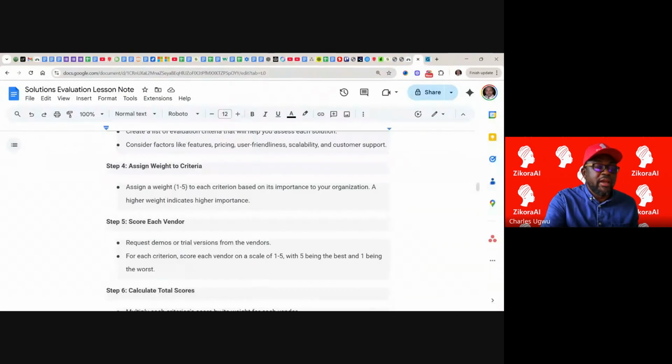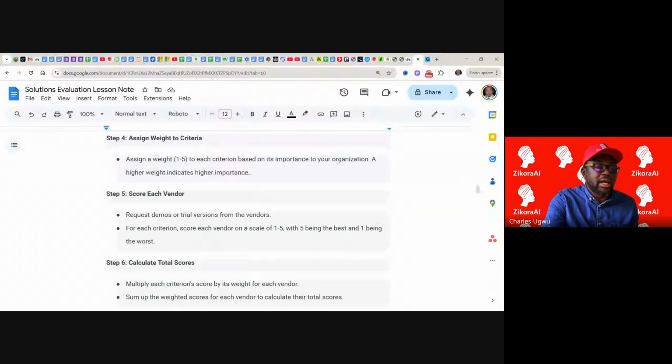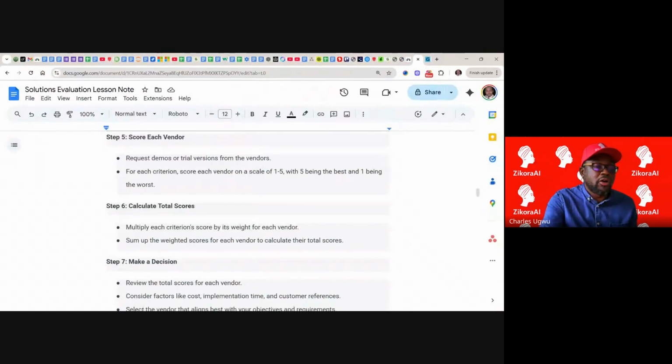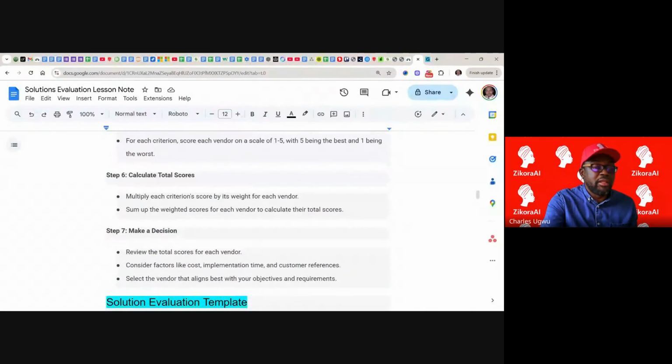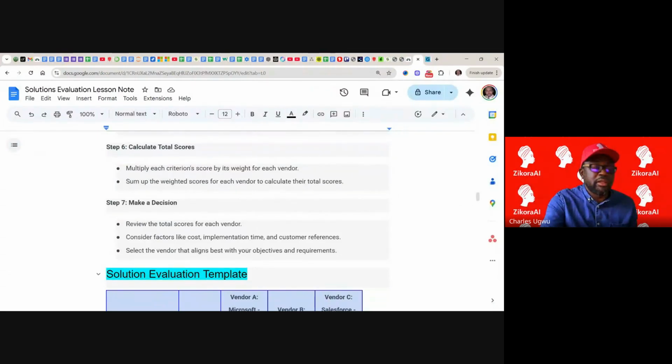So apply the weight to every feature or criteria, and score the vendor on that. Calculate the total score for every vendor. That will help you to make decisions. Once you calculate, you make decisions.